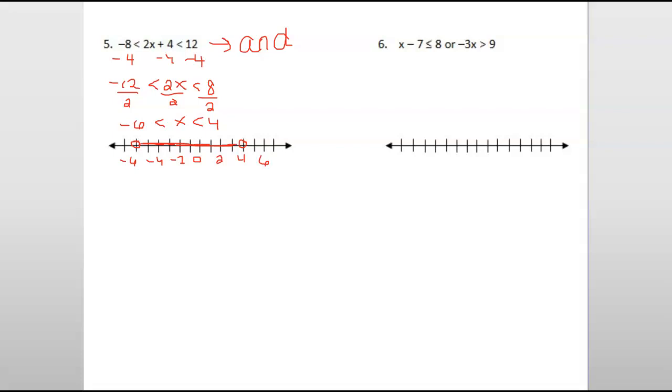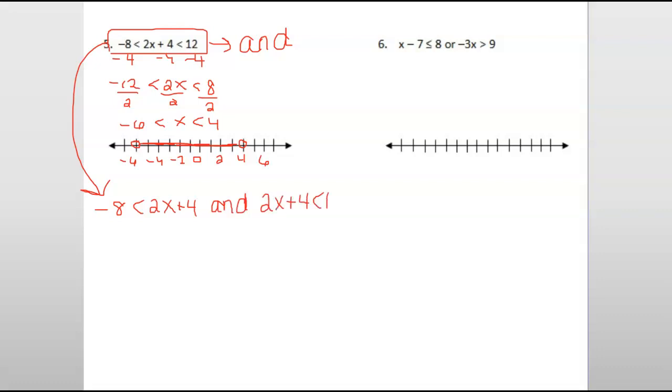Now, way back up here at the beginning, if you don't like to keep it as one problem, this technically looks like negative 8 less than 2x plus 4 and 2x plus 4 less than 12. So you could split the problem and solve it like two inequalities if solving it as one is harder for you.